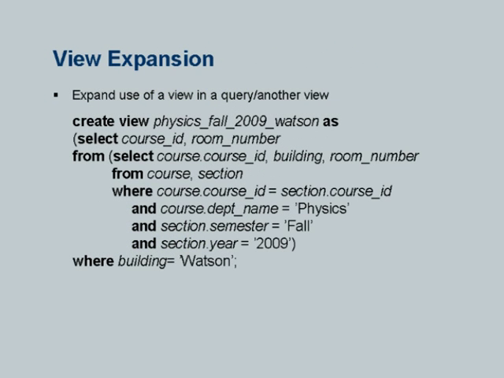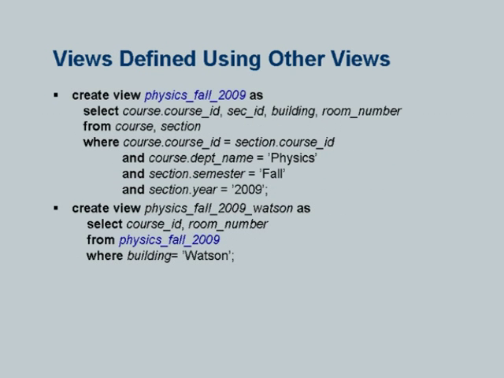So how does SQL actually evaluate a query with a view? The standard way of doing this is called view expansion. Wherever a view occurs, you simply replace it by its view definition. Let's say this view, physics fall 2009 Watson. If you go back to the previous slide, you see the view. What it could do is replace the use of this view by its definition. So physics fall 2009 is being replaced by its definition.